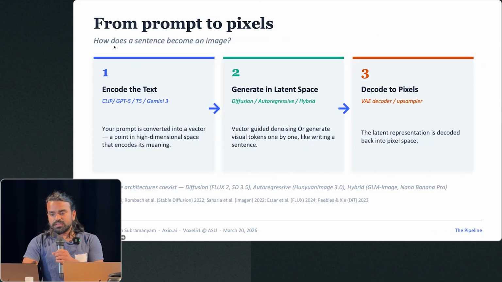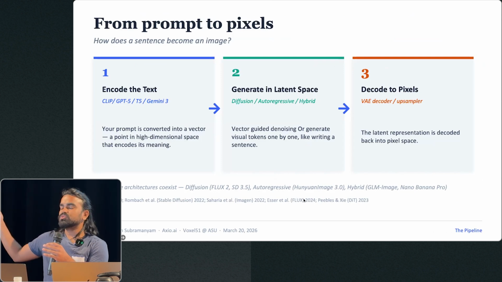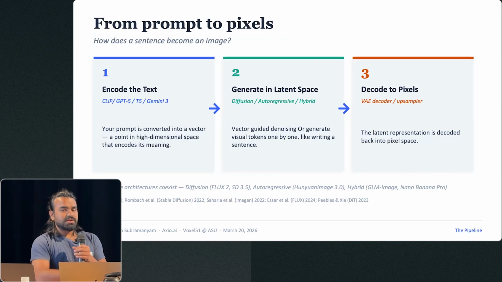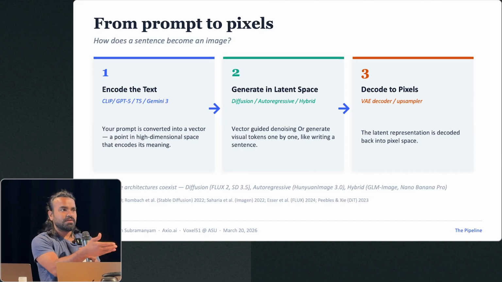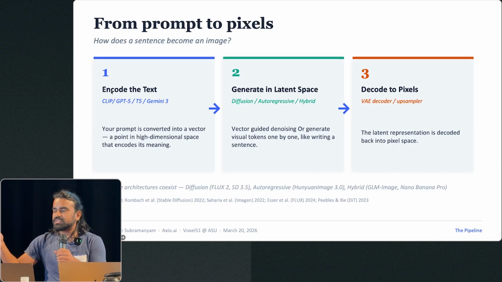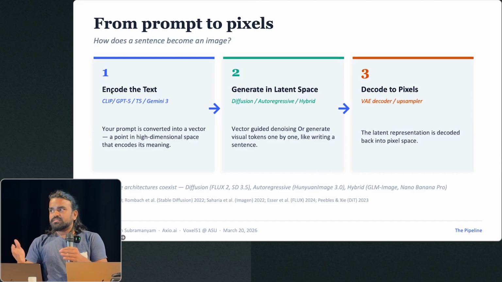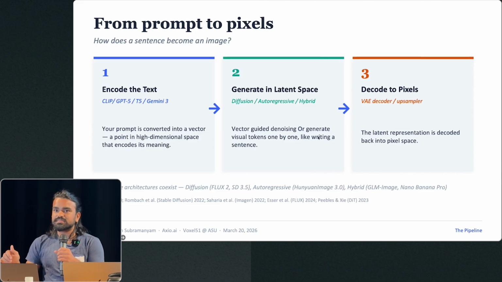So let's understand the journey from when we type in "I want to generate an image" to the image coming out. A lot of this was laid out by Professor Lalita before me, so that was very helpful. We start by taking a prompt and encoding it, and that prompt is converted within the latent space in various ways, and then decoded through either diffusion, autoregressive, or hybrid approaches, like the new Nano Bananas that we are seeing, which are a hybrid between autoregressive models and diffusion models.